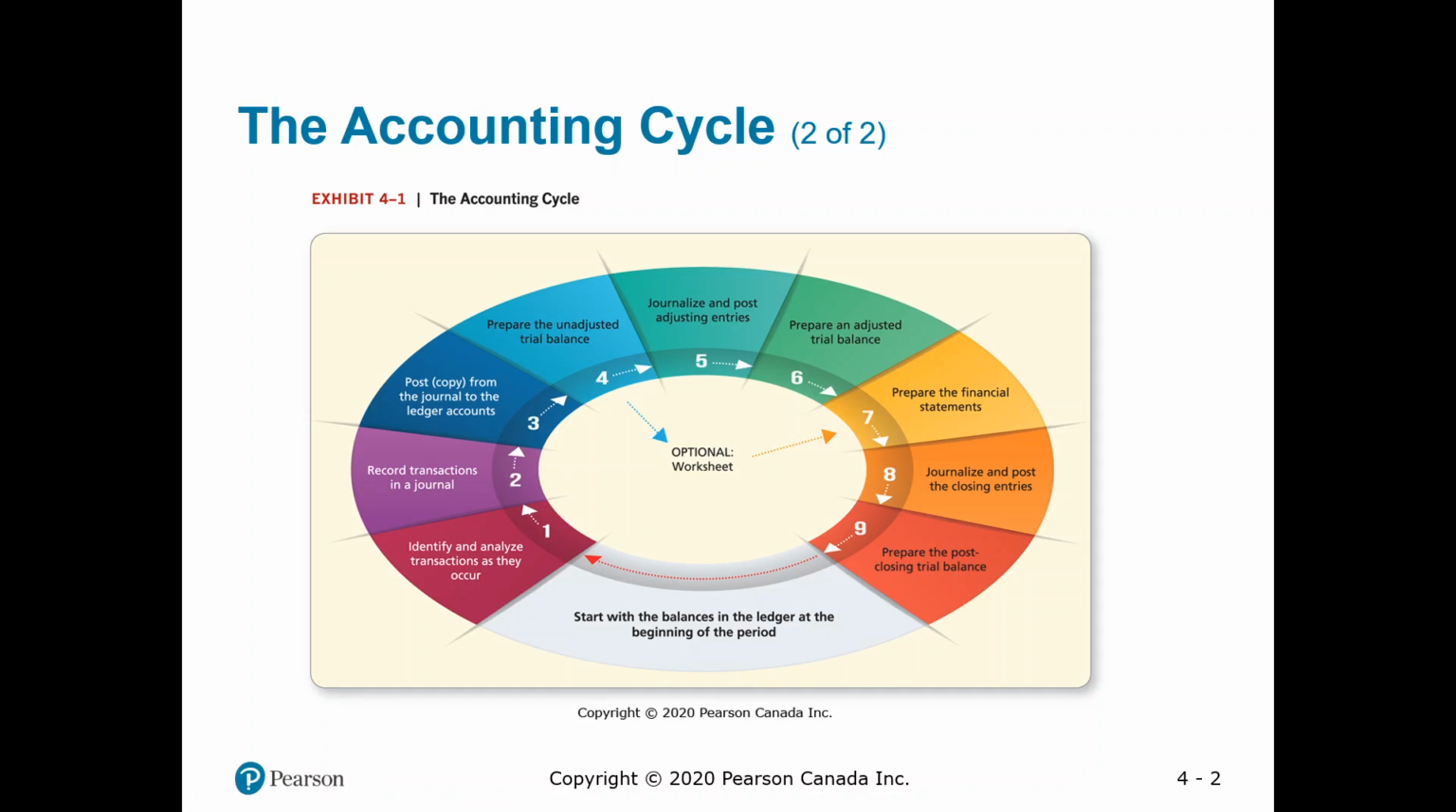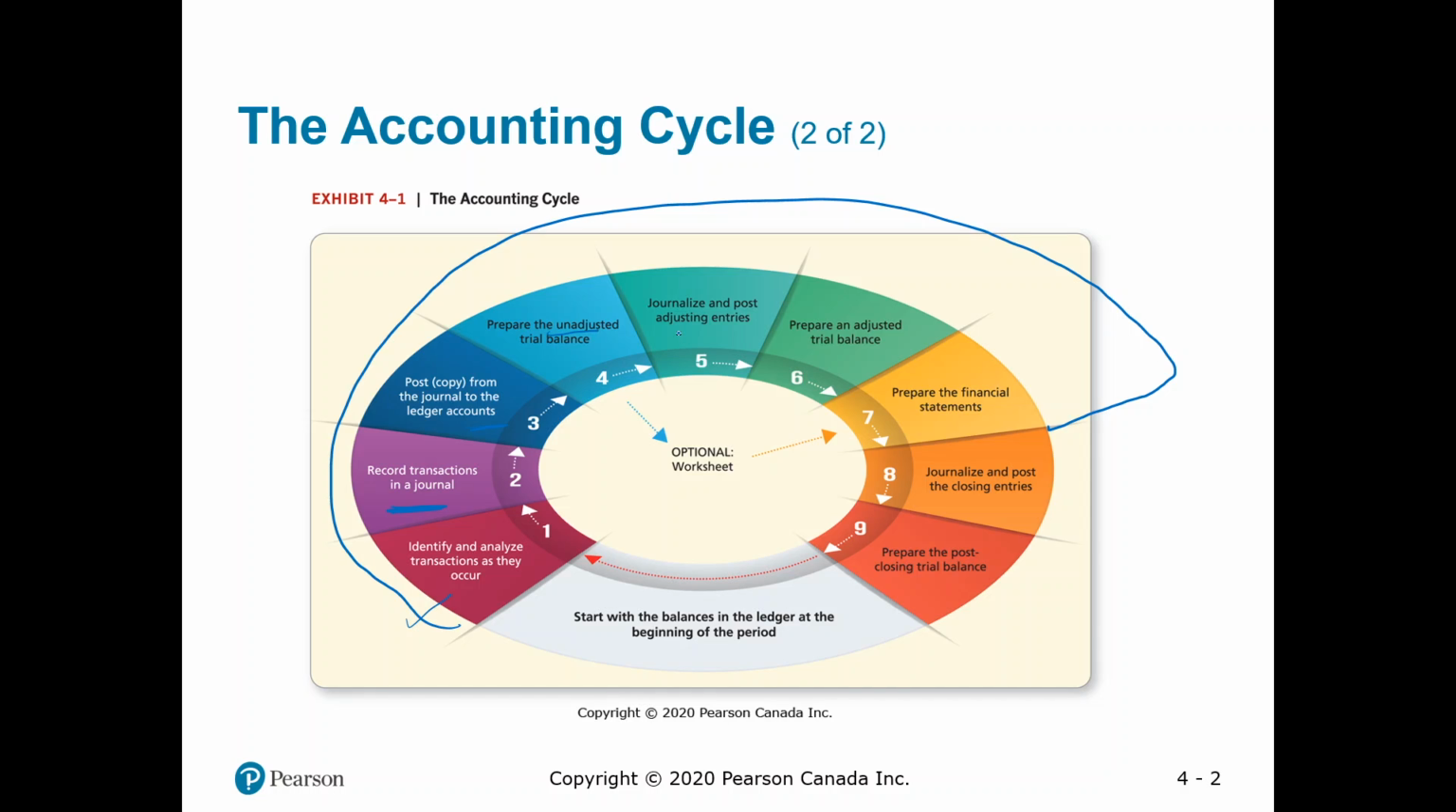So you can see here we've gone through all the way up to step 7. So we've looked at how we identify and analyze transactions. So that was our thought process. And then we record our journal entries as they happen through the month. We post those entries into the T accounts or our ledger. From that, we then prepared an unadjusted trial balance.